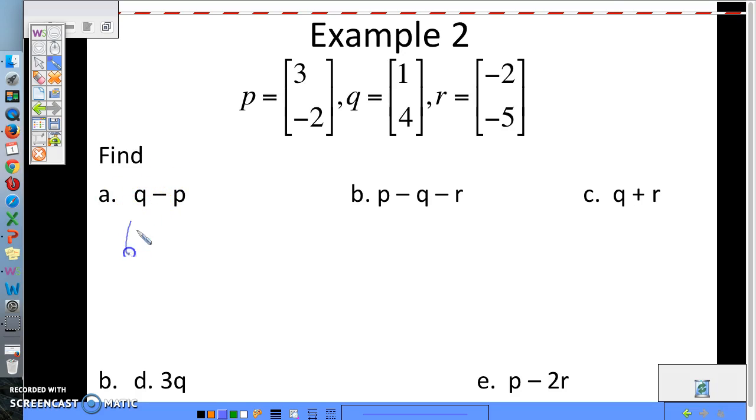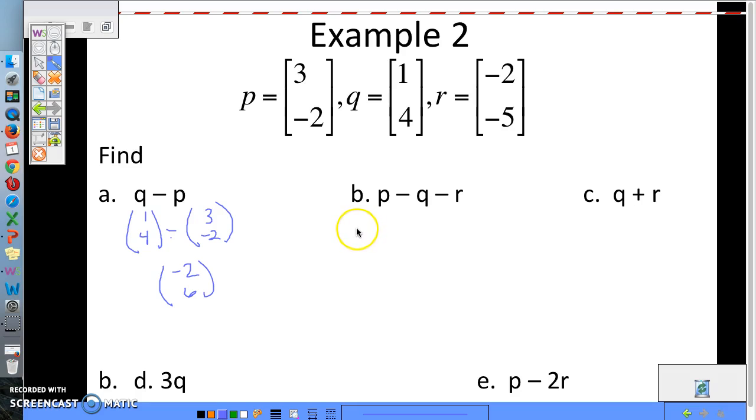So we have Q, 1, 4, minus our P, 3, negative 2. So what does that equal? Well, 1 minus 3 is negative 2. And then we have 4 minus negative 2. Well, minus a negative is a positive. So we'd have negative 2 and 6.